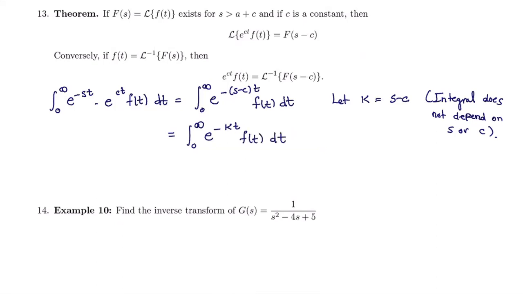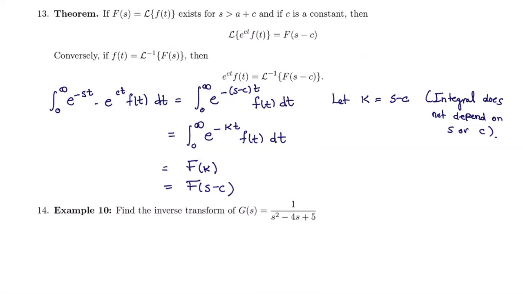Well, s to begin with was some sort of dummy variable. The integral did not depend on it. This is going to yield a result that is some function, in this case, of k. And so this is going to end up being F of k. But k is simply s minus c. And so we end up with the Laplace transform shifted by a value of c. That's what multiplying by the exponential does for us.